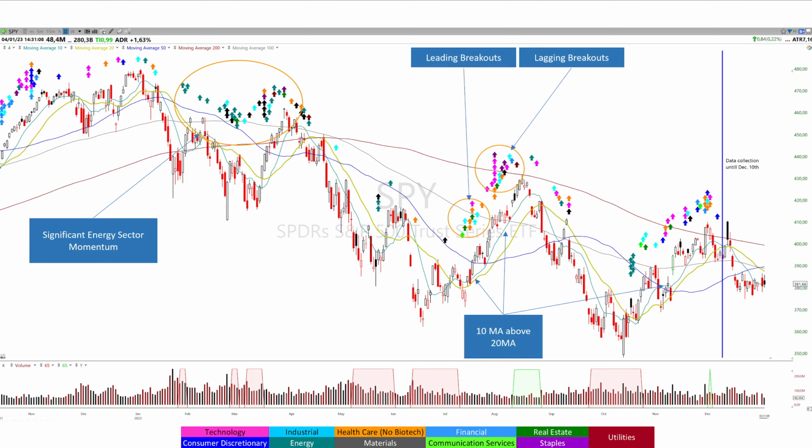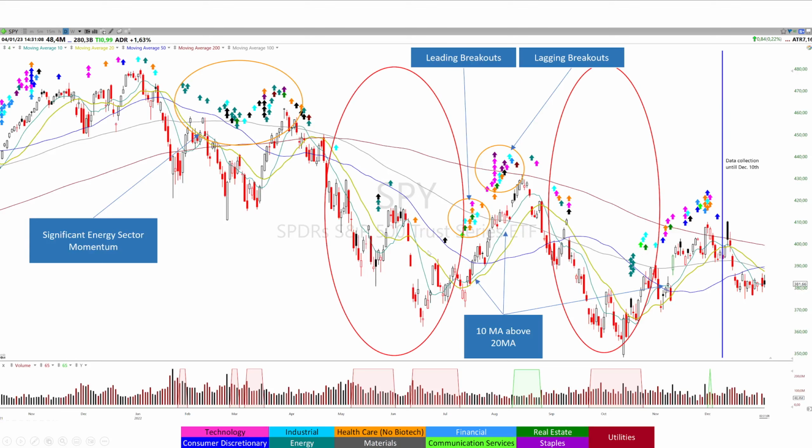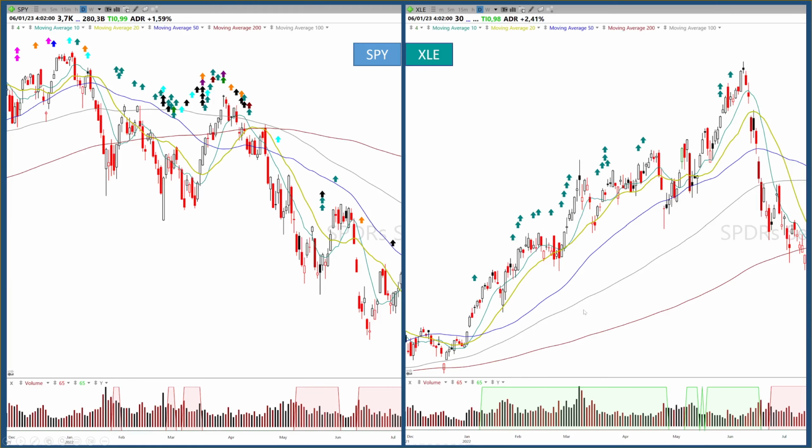What else I highlighted was, again, the presence of leading breakouts, those that happened even before SPY showed strong momentum, and the lagging breakouts that happened after a better confirmation of momentum in the overall market. And of course, the two bearish periods of 2022, significantly well-defined with almost no breakouts.